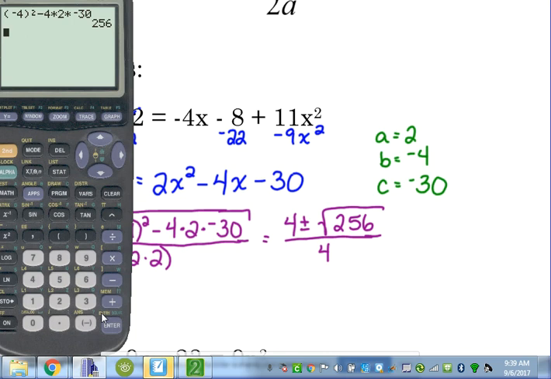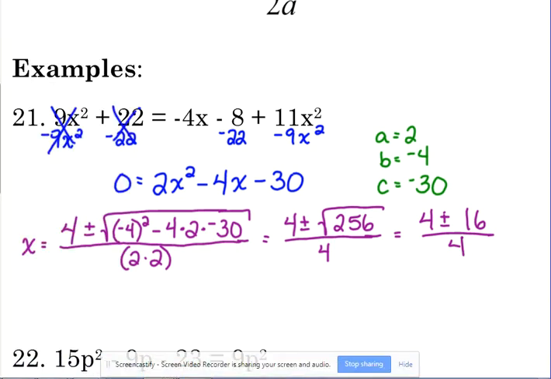All right, 256. 256 is not on my list of perfect squares. My list of perfect squares does not go that high, so I need to check and see if it is a perfect square. If I take the square root in the calculator, is it going to give me a whole number? In this case, it does. So 16 squared is 256. So we've got 4 plus or minus 16 over 4. Now I'm going to break this down and do it by hand one at a time.